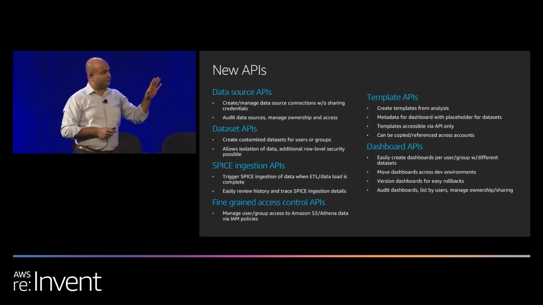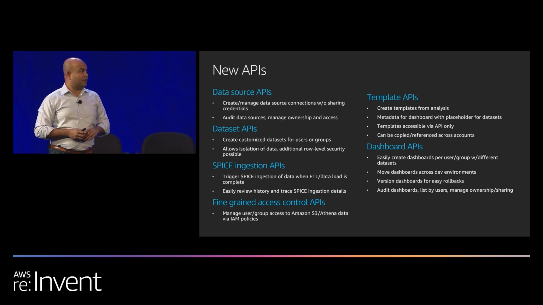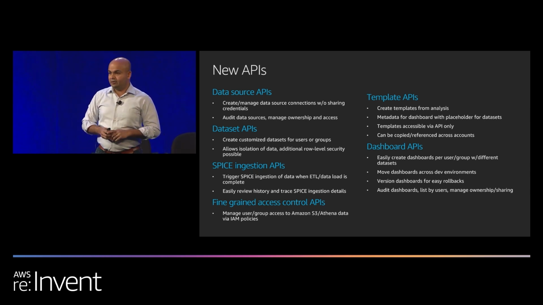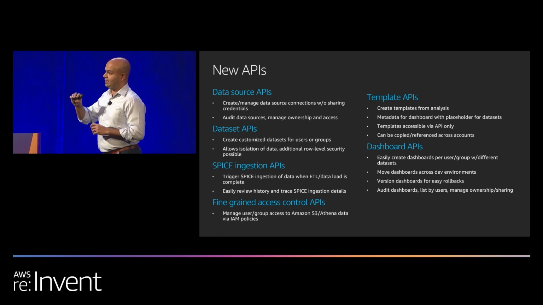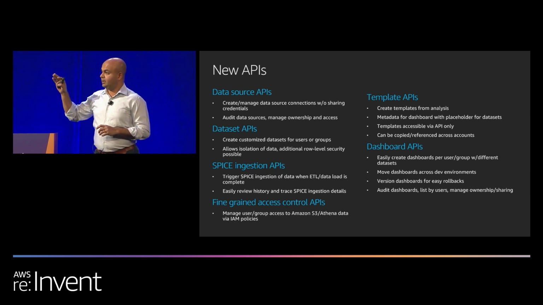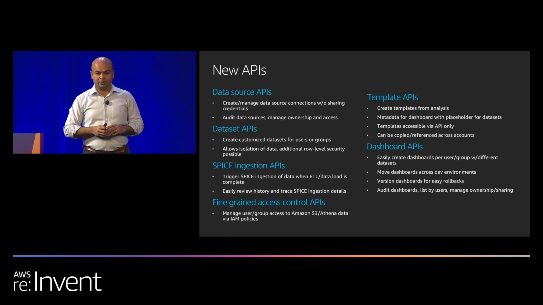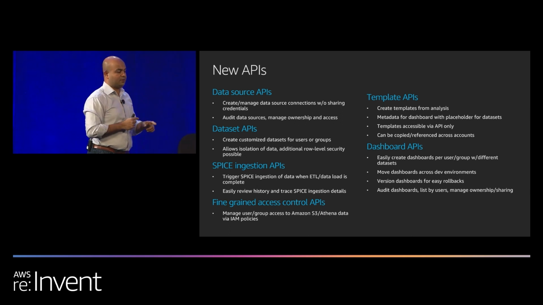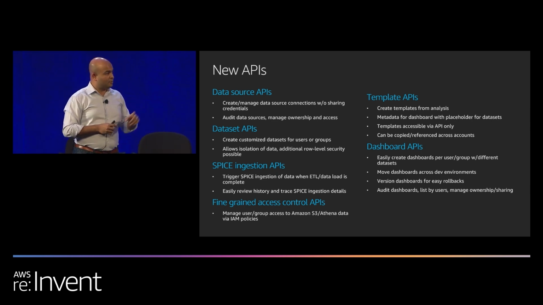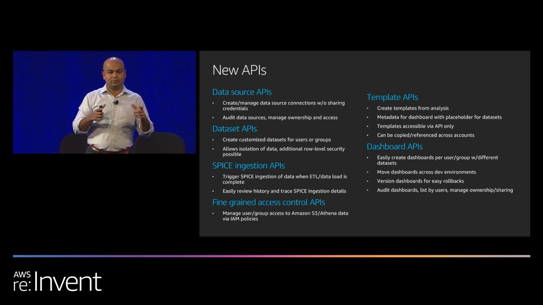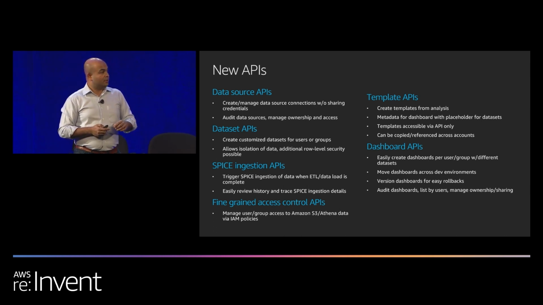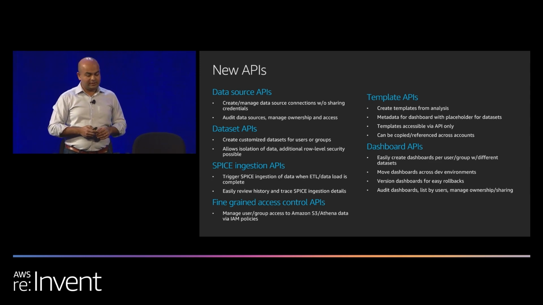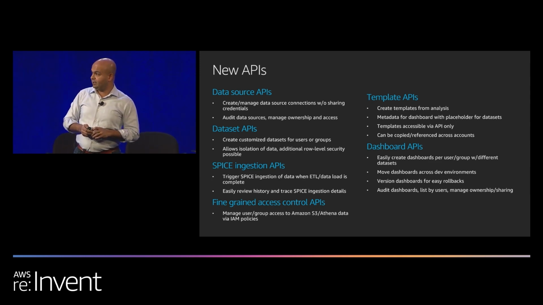The second set of big features that I'd like to talk about are our APIs. With QuickSight's APIs, now we've got data source APIs, data set APIs, SPICE ingestion, and the fine-grained permission controls that I talked about earlier, which relate to S3 and Athena. You can manage them using APIs. And you also have dashboard APIs and template APIs that actually let you version and manage the dashboards that you have in QuickSight. So the combination of all of these gives you some pretty powerful capabilities.